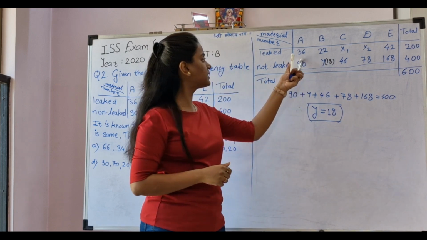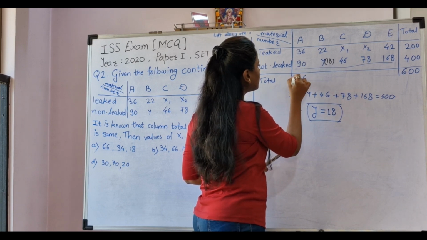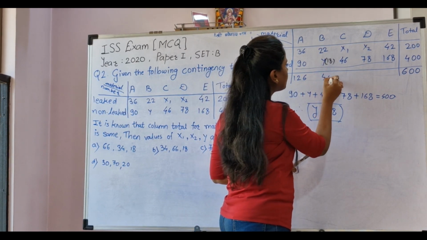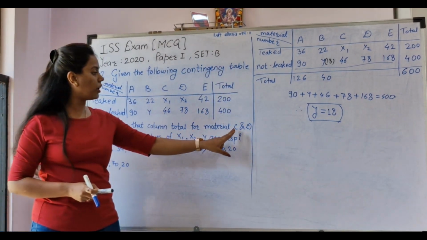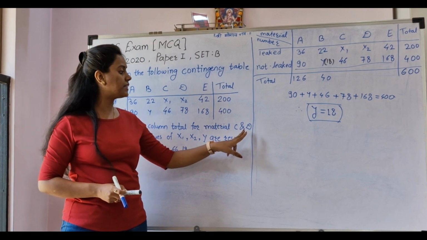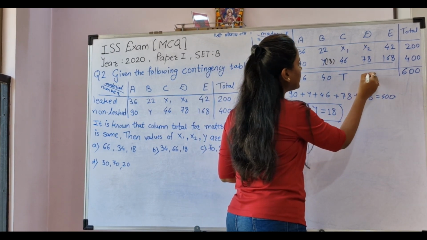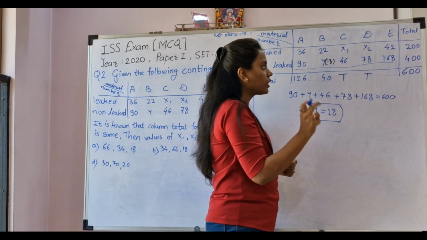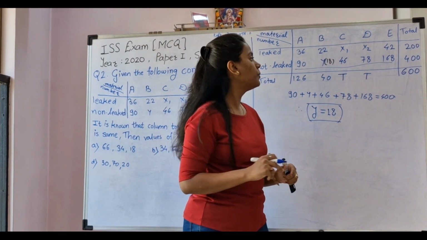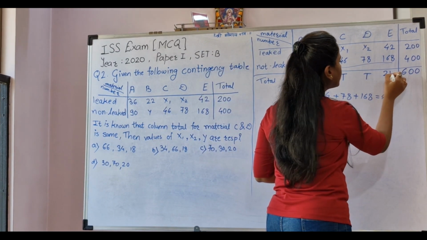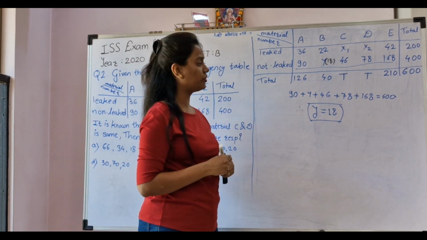Then let's take the total of all these. Here we will get 126. Here it is 40. Now here you can see in the example the total for material C and D is the same. So let me take here T and T, a notation to represent that the column total is the same for these 2, and here the total is 210. Okay, now let's try to find out the value of T first.